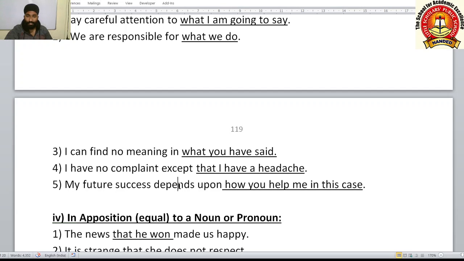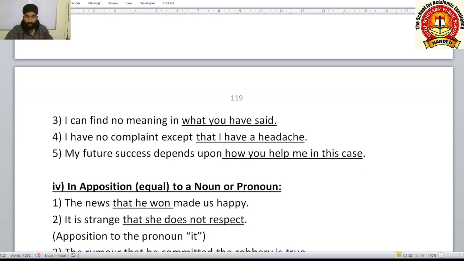My future success depends upon how you help me in this case. This upon is a preposition here, and this is the group of words. This clause is the object of upon. Upon what? How you help me in this case. My future success depends upon what? Upon this. So this is the object of this preposition, and it is a noun clause.